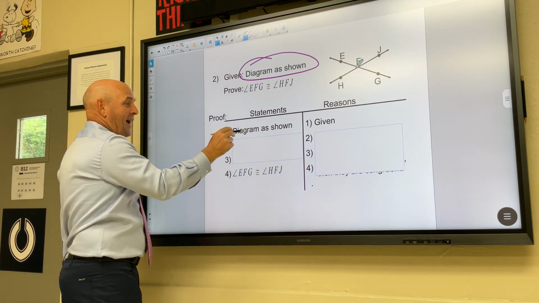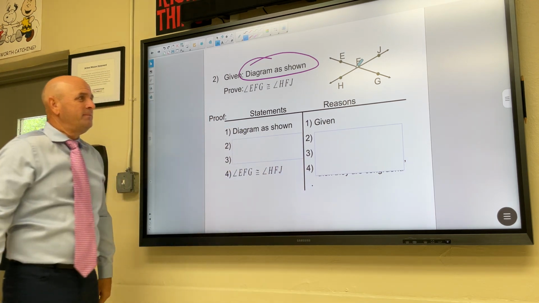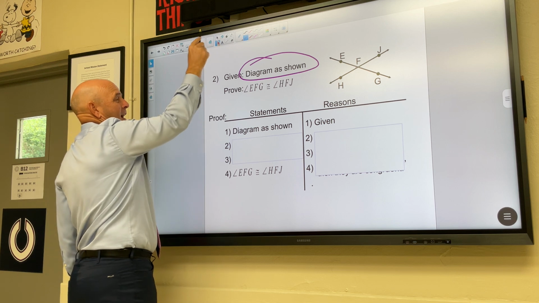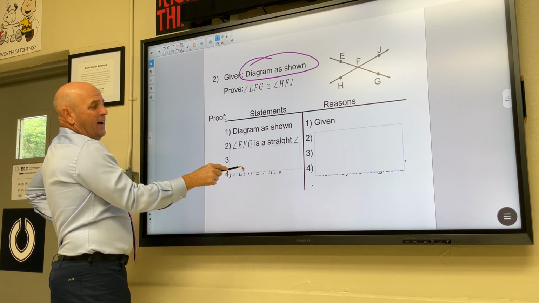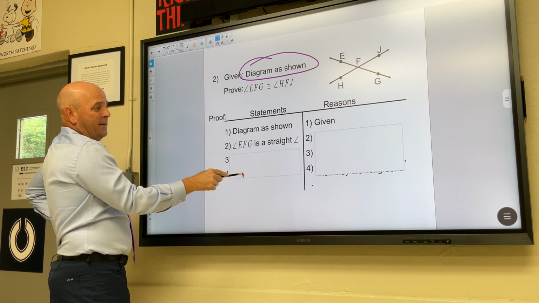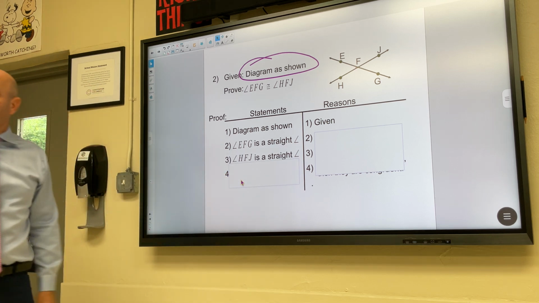So, diagram is shown. What do you think I'm going to write here? And Lopez, you kind of had it right. You just said it wrong. You're not going to say HJ. You're going to say what? HFJ and what? EFJ. HFJ and EFG are straight angles.